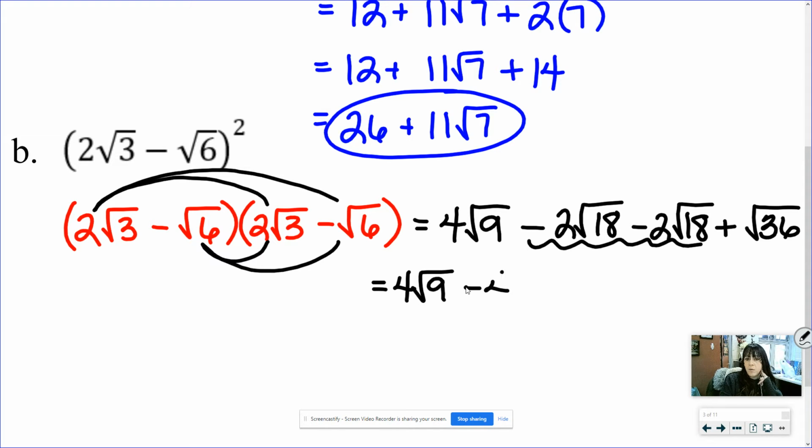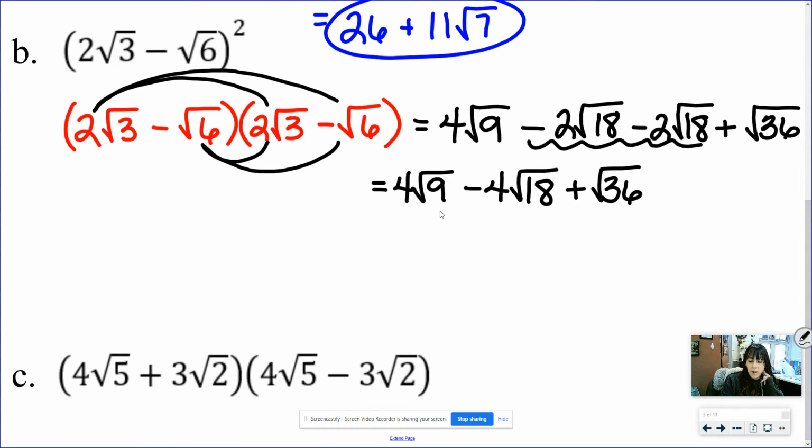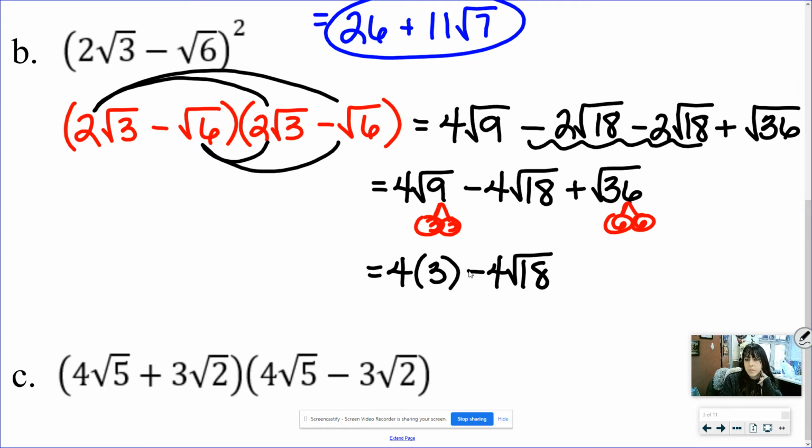So I'm going to have negative 4 radical 18 in the middle. And then hopefully you see a couple other things that you can do. Square root of 9 equals 3. Square root of 36 is equal to 6. So we're going to simplify those. We still have a 4 here, but like I said, square root of 9 is equal to 3. So that would become 4 times 3. And then square root of 36 is equal to 6. Almost done. 4 times 3 gives us 12.